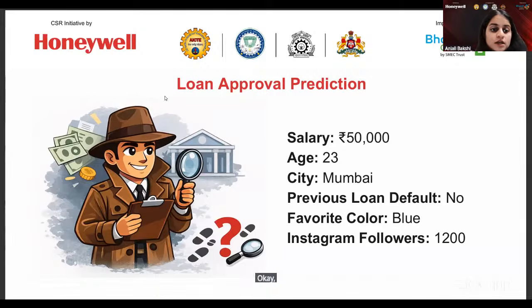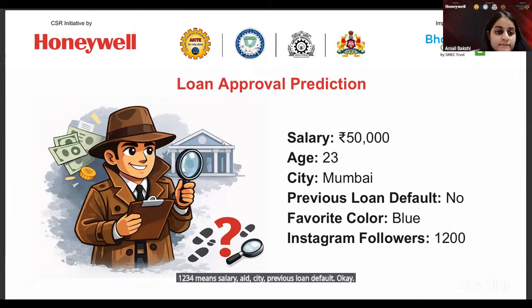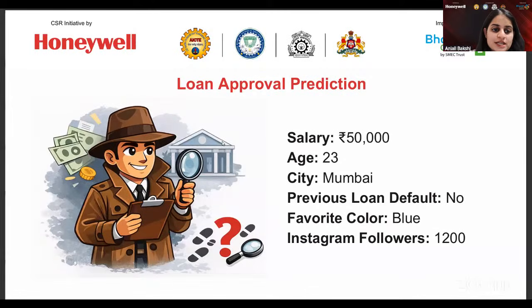Okay, Khalid says age, salary, previous default. Pratham says 1, 2, 3, 4. Okay, 1, 2, 3, 4 means salary, age, city, previous loan default. Priyanka says salary. Okay, so Priyanka will only consider one parameter, that is salary. Anand says salary, age, previous loan, 3. Komal, Kalyani says salary, age. Shruti says salary and previous loan default.